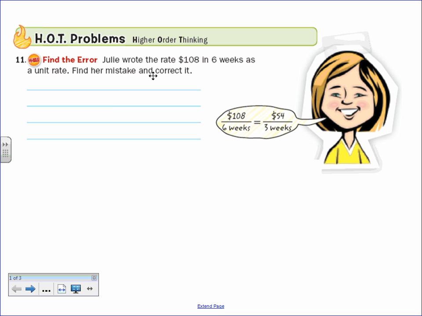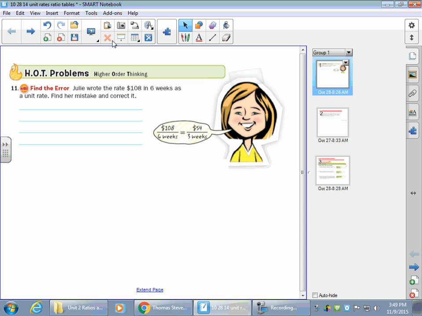And here's an example. Julie wrote the rate $108 in 6 weeks as a unit rate. Find her mistake. So clearly, this actually makes sense, right? If you double 3, you get 6. If you double 54, what's wrong with it? It doesn't have a 1 in it, right? So we're looking for either $1 or 1 week. In this case, 1 week would be a lot easier. So you're going to have to divide.